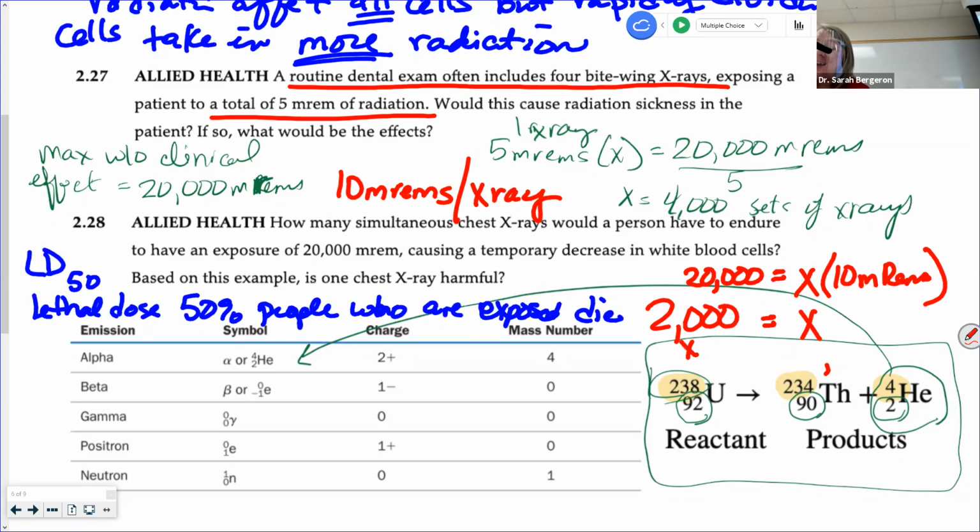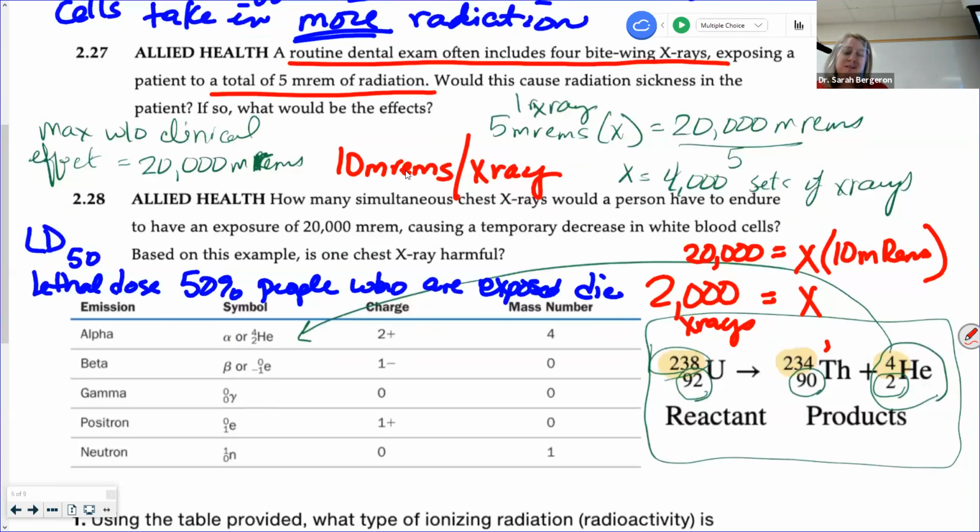2,000 X-rays. Anybody planning on getting 2,000 X-rays in here? No. But what if you're an X-ray technician? You think in your career you would do 20,000 X-rays? Absolutely, probably more. So that's why X-ray technicians will leave the room, or they'll wear that lead apron. And it's not that they want to protect the technician and not you. It's that the technician is going to be exposed a whole lot more than you will be, because they have to do it so many times.